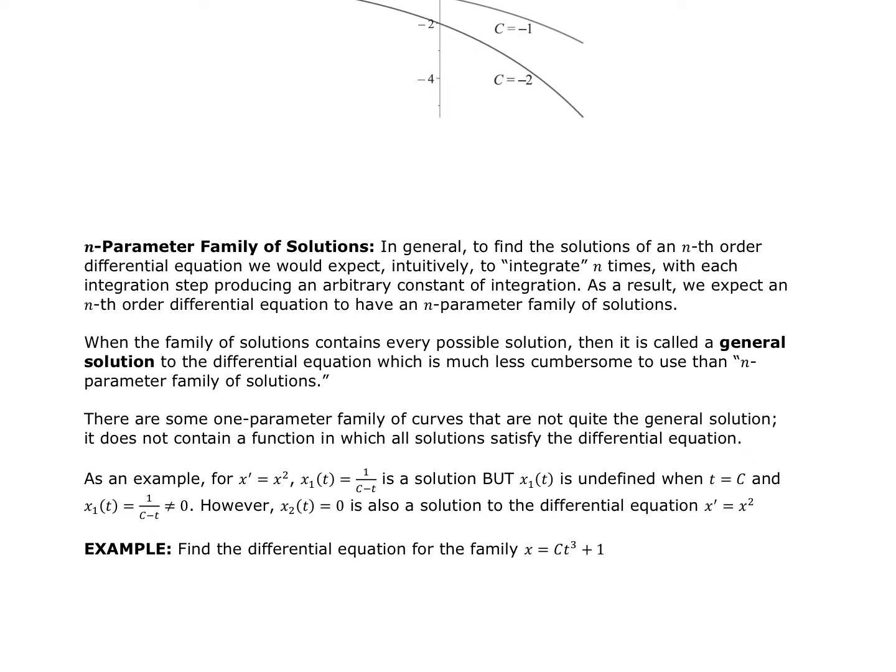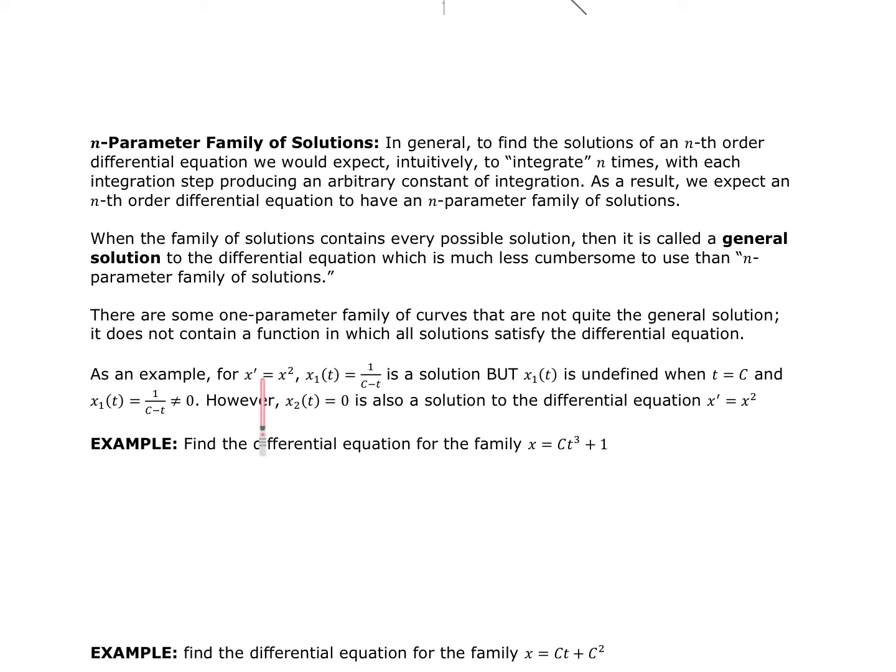There are some one-parameter families of curves that are not quite general solutions because they do not contain a function that satisfies the differential equation. For example, let's take a look at this example. We have the first derivative is equal to the function squared. I know the notation's a little weird still. We look at a particular function, x sub 1 of t, is equal to 1 over c minus t. It's going to be a solution of this differential equation.